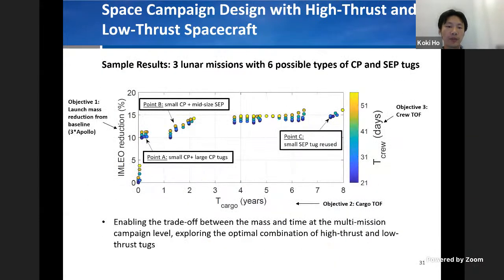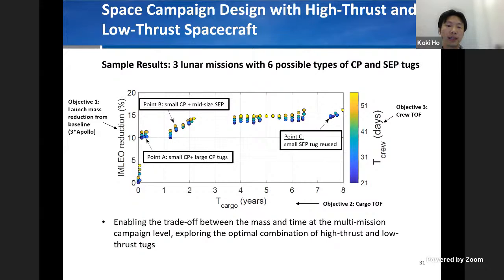And again, I will skip some of this, but as a result, we can generate this kind of Pareto front, which basically has three objective functions. One is the launch mass, one is the cargo time, and one is the crew time. So now we want to do the trade-off.